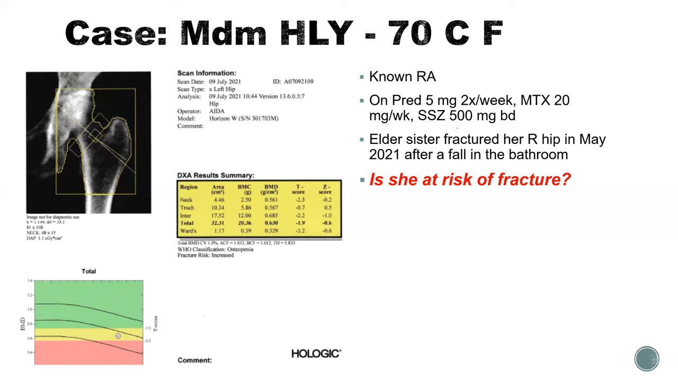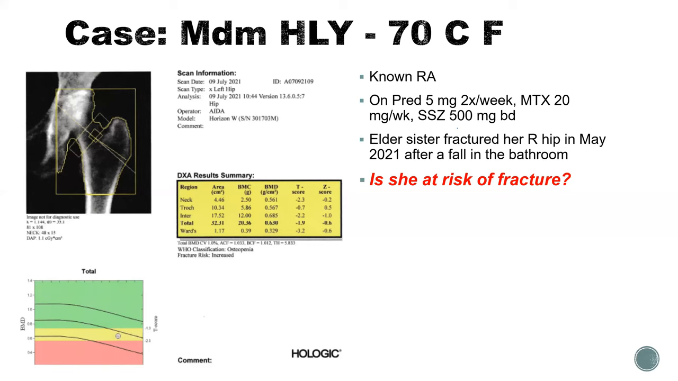So if you just look at the bone density, you would think, well, actually for a 70-year-old, she's not bad, right? Her femoral neck bone density T-score is only minus 2.3, the total is minus 1.9, she's only osteopenic. She's on a very low dose of steroid twice a week, nothing very much, okay? But of course, she's worried because her elder sister did fracture her right hip.